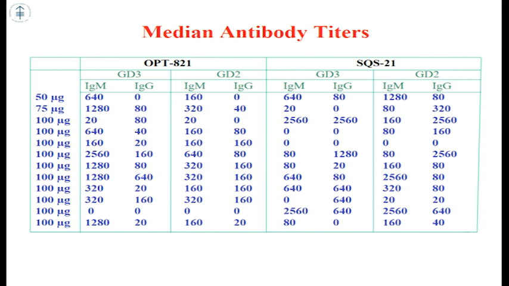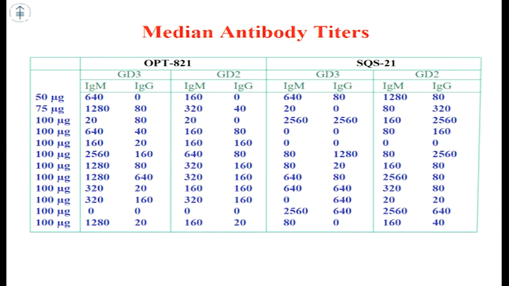So OP21 is the natural one, which induced a very good IgG response and very good IgM response, and it also induced a good response against GD2. And the synthetic QS21 also, we see that. So still, if you look at this, there is a little bit of difference: the compound isolated naturally, and the compound synthesized by chemical method.